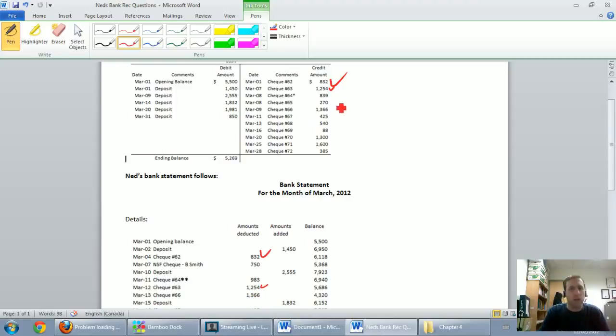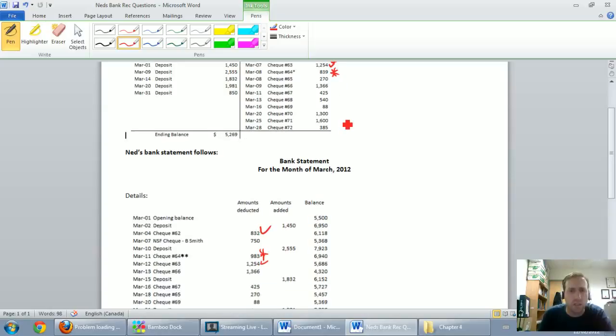It wasn't 839. It was in fact 983. So when we're looking at this part of the bank rec, I wouldn't call this an outstanding check. It's certainly an issue we're going to have to deal with, but I wouldn't call it an outstanding check because the bank is very much aware of check 64 and they got it right. We're looking for checks that the bank doesn't know about yet. So I'm just going to put a little red star beside that and remind myself I've got to circle back to that a little later, but it's not an outstanding check.